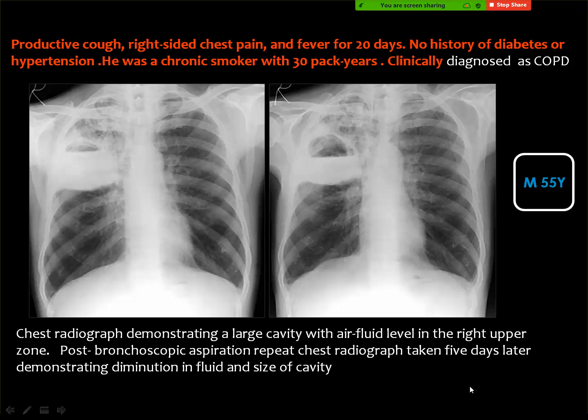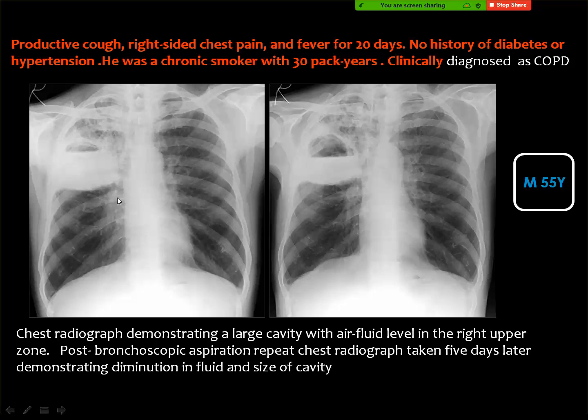Then look at this very important case. This is a male patient, 55 years old, with productive cough, right-sided chest pain, and fever, 20 days. No history of diabetes or hypertension, and he was a chronic smoker and clinically diagnosed as COPD.